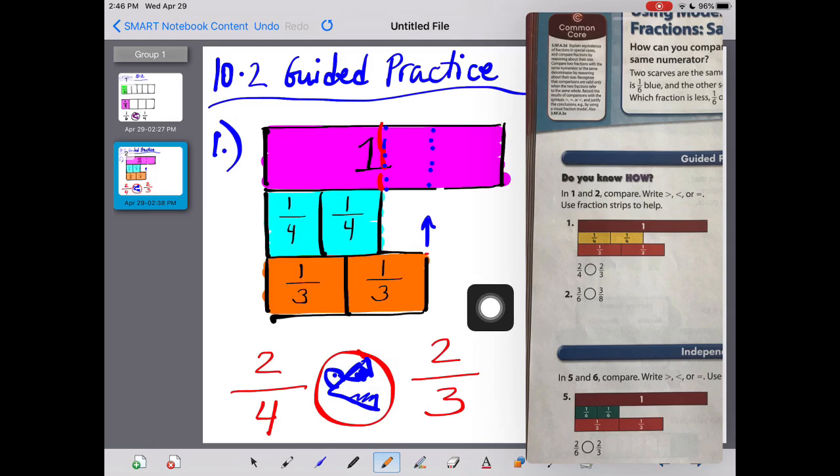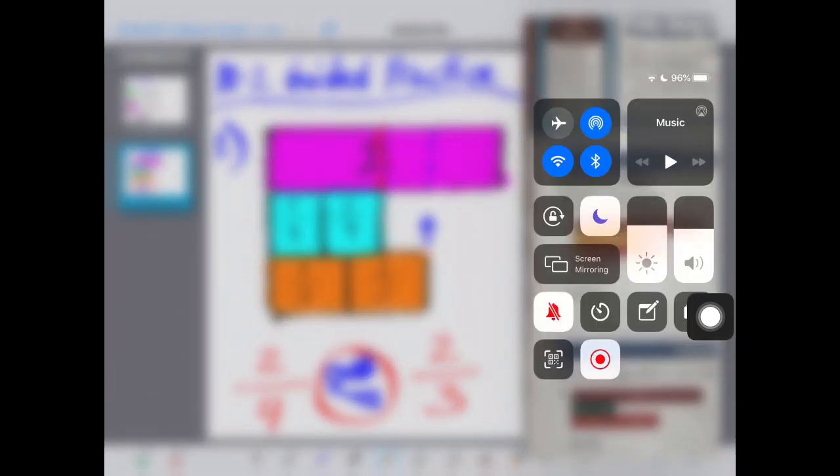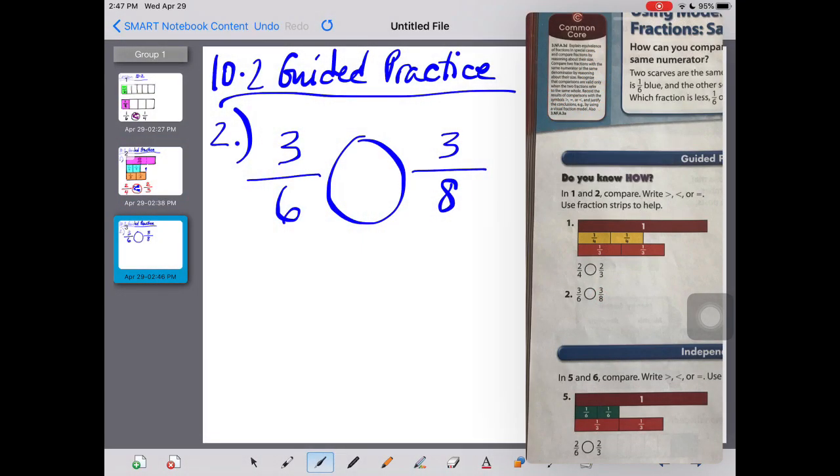Okay? Now for number 2, we'll move on, and this time we won't even draw a picture, okay? We're just going to look at the fractions. Now for number 2, all we're given are two fractions to look at and compare them without the picture, without the fraction strips.